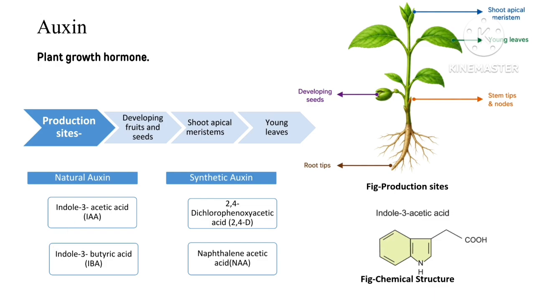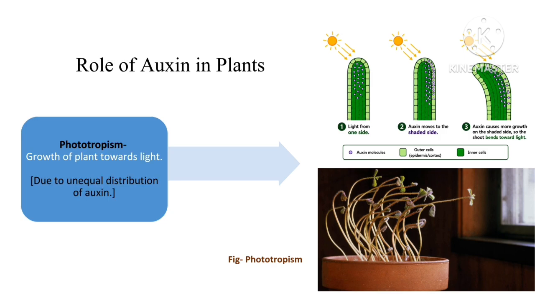And synthetic auxin includes 2,4-D. It acts as a weed control agent. And next one is naphthalene acetic acid. This classification is very important for different competitive exams. Now let's elaborately talk about the role of auxin in the plant body.